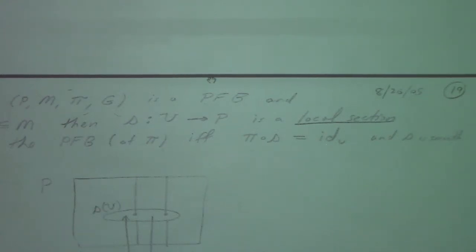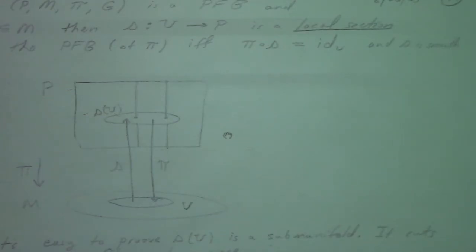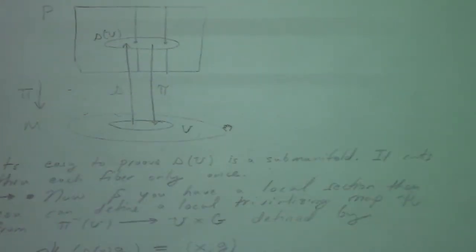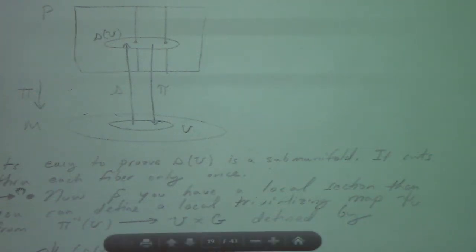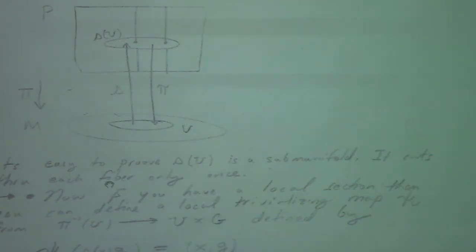All right, so if we have a principal fiber bundle, P, M, pi, G, and we have a chart on M, a section, I talked about this a little bit last time, a local section of the principal fiber bundle is something that when we compose with the projection, we get back the identity on U. And of course, the section has to be smooth. Here's a sad picture of it. It's easy to prove that S of U is a submanifold that cuts through each fiber only once.